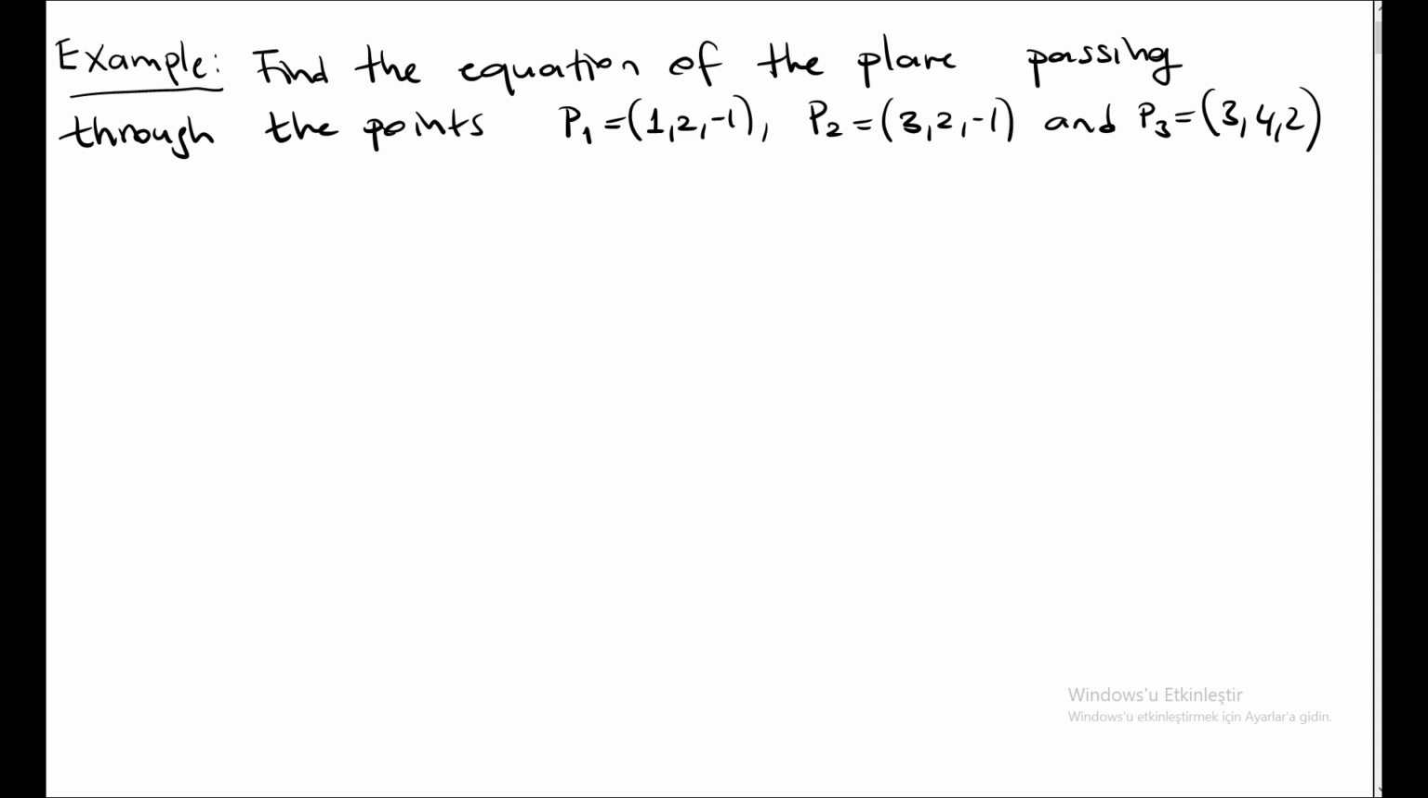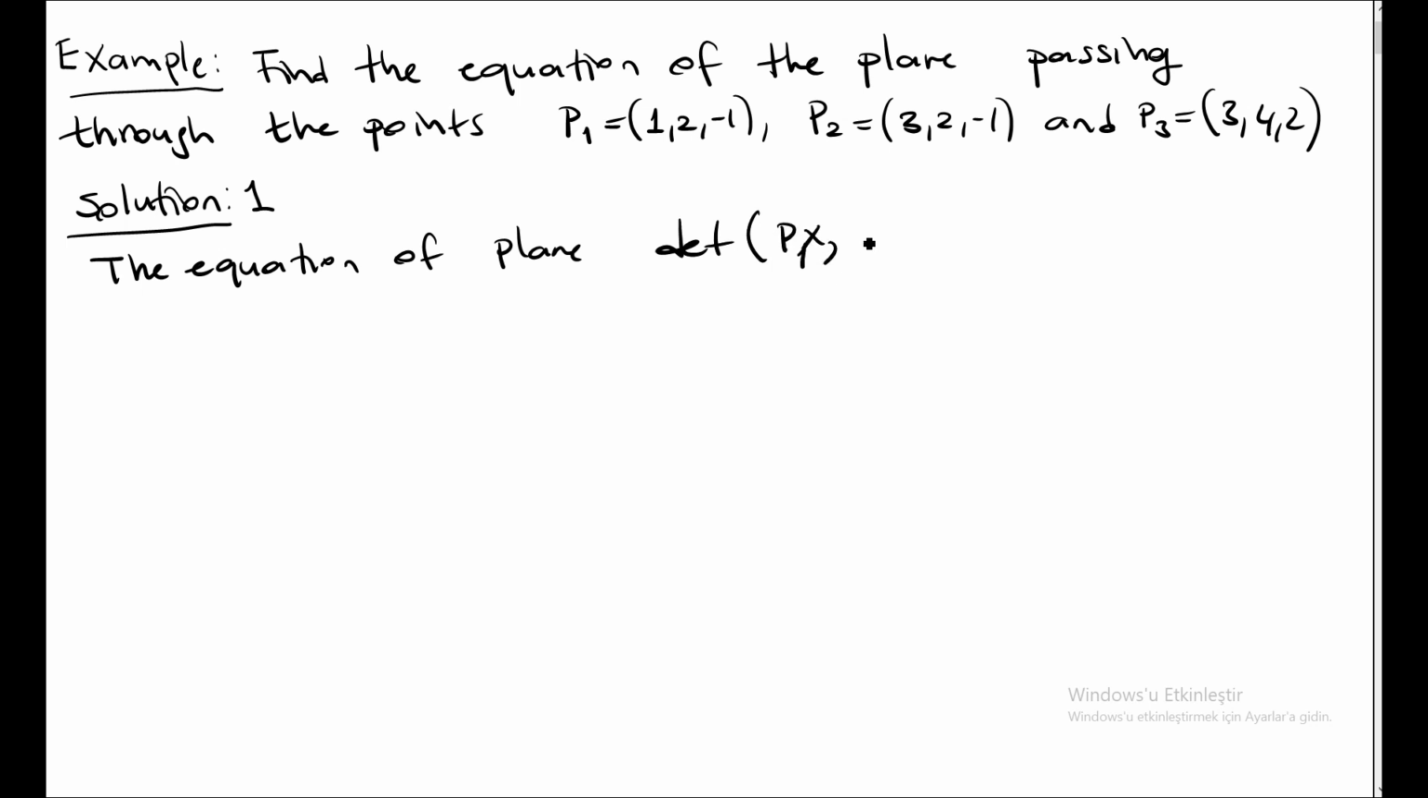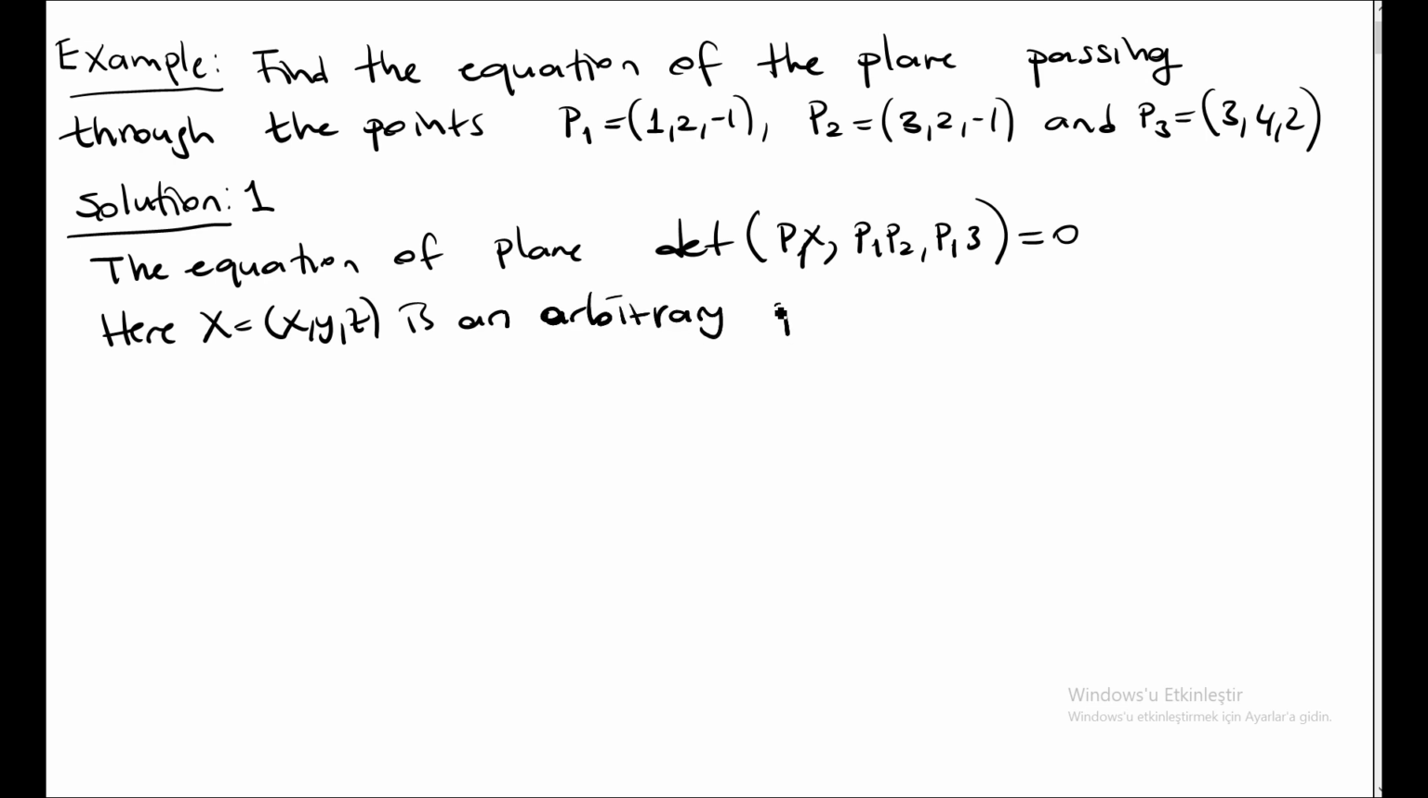Now, we already mentioned the formula for this plane if 3 points are given, but here I will give 3 methods you can use to find this equation. So our first solution, the usual one, solution 1. So we know the equation of this plane is the determinant of P1P, P1P2, and P1P3 equals 0. So here x, y, z is an arbitrary point.